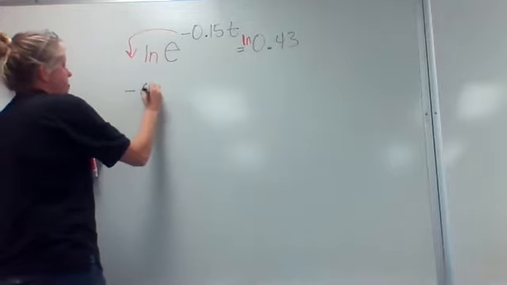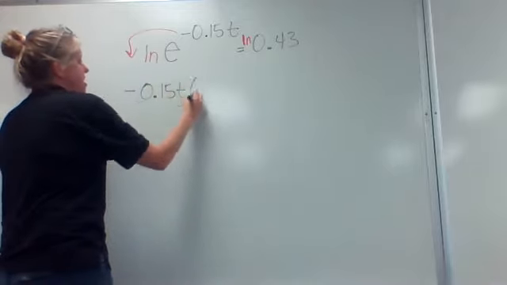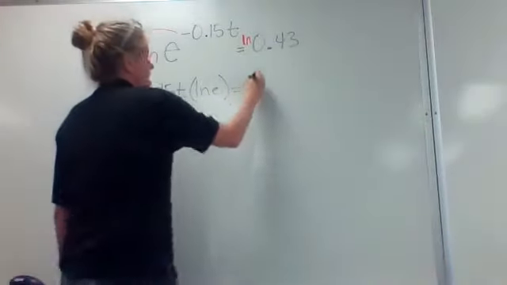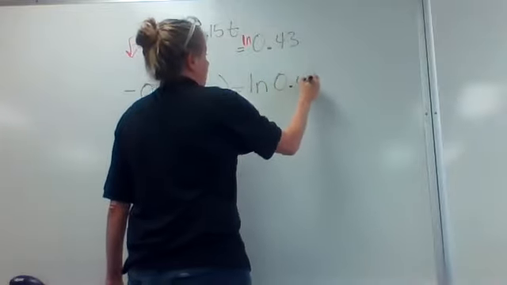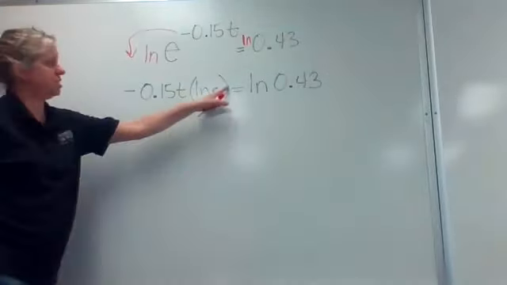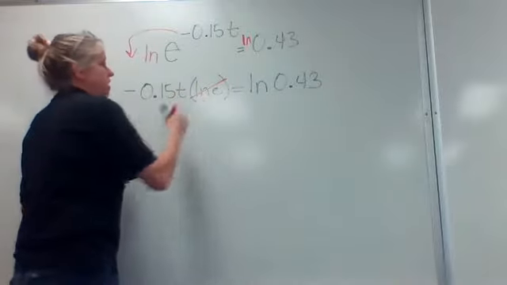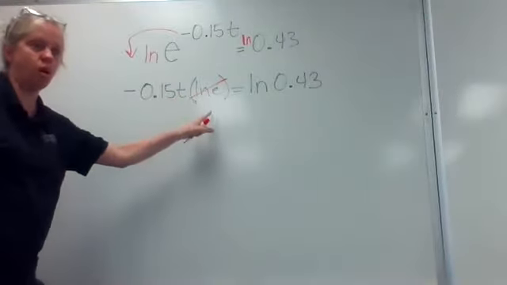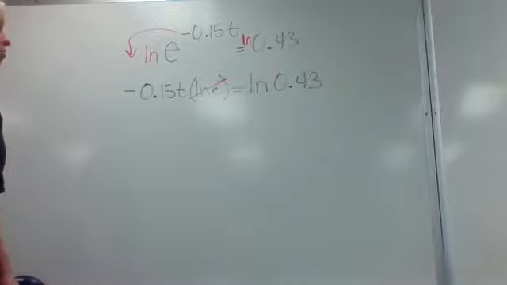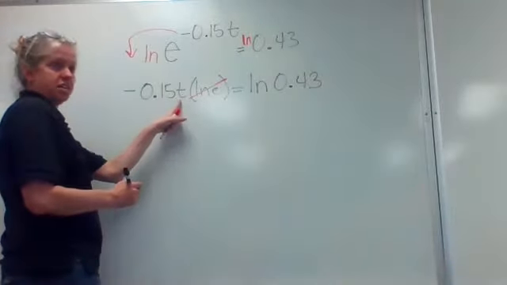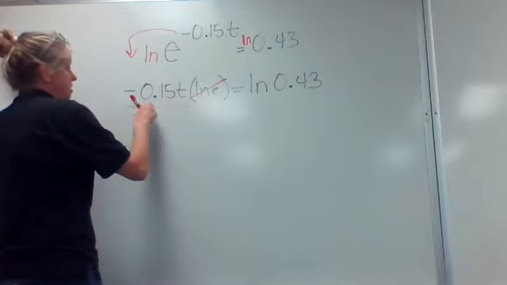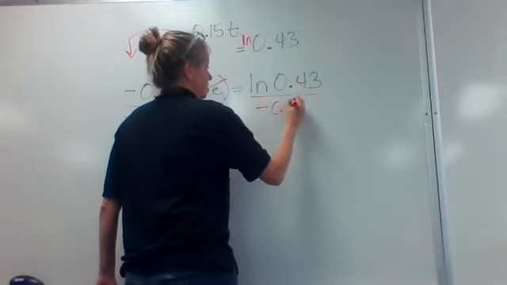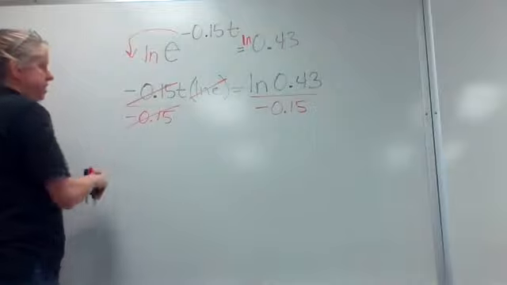So now I have negative 0.15t times ln of e equals ln 0.43. But again, what is this? 1. So I just don't even need it. Right? Because negative 0.15t times 1 is just negative 0.15t. So if I'm solving for t, what do I need to do? Divide by negative 0.15 to get that t by itself.